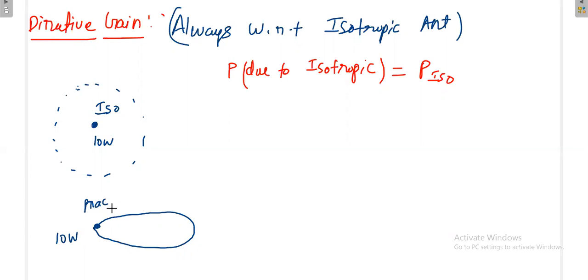Because I want to make a communication only in this direction. My transmitter is here, my receiver is here. My receiver can be anywhere in this area. Suppose my receiver is exactly here. Now what is the power due to the practical antenna? In which case will I get more power?